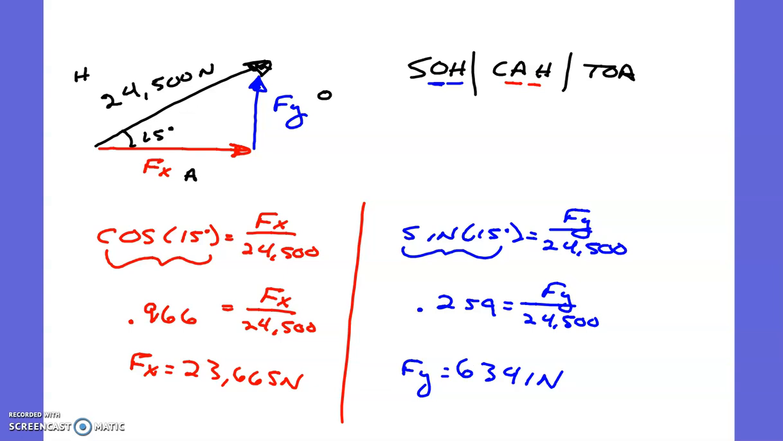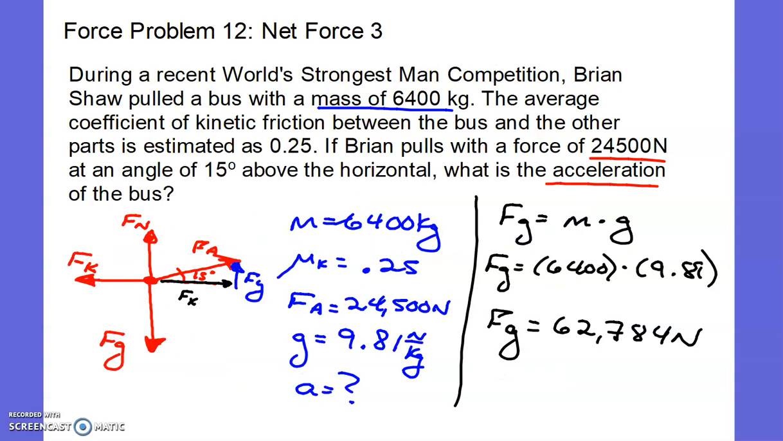Okay, so now what we're going to do is, again, replace this one component, or this hypotenuse, I should say, with its two parts, with its two components. So I'm going to redraw this triangle, but without the applied force. Instead, I'm going to have its two components drawn.